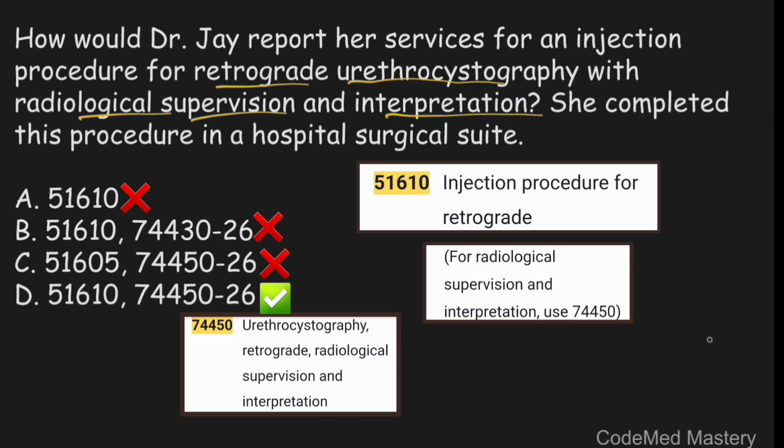Option D is the right answer. The code 51610 is for injection procedure for retrograde urethrocystography and the code 74450 is for radiological supervision and interpretation of the urethrocystography. They have appended modifier 26 to indicate Dr. J is billing only for the professional component of the radiological service, as the procedure was performed in a hospital surgical suite where she does not own the equipment. Therefore, we are appending modifier 26.